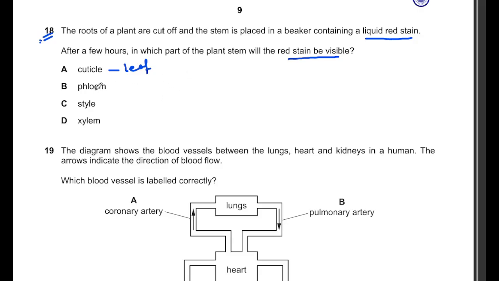A red stain. Now remember, this is water, right? It is containing water. So who conducts water in a plant? It's xylem. Phloem carries the food which is prepared during photosynthesis, sucrose, right? Style is a part of a flower, and it is the xylem which is transporting the water.